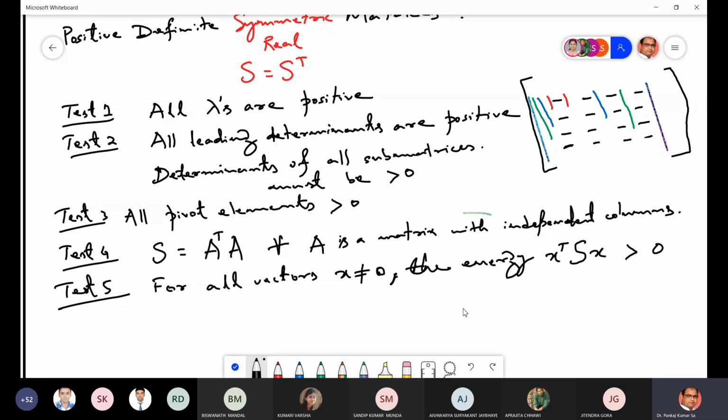So we'll start with the last one, the energy definition, because if you understand this last one, the rest of the things become easier. All the lambdas are positive, I did not elaborate on that. That's quite obvious.